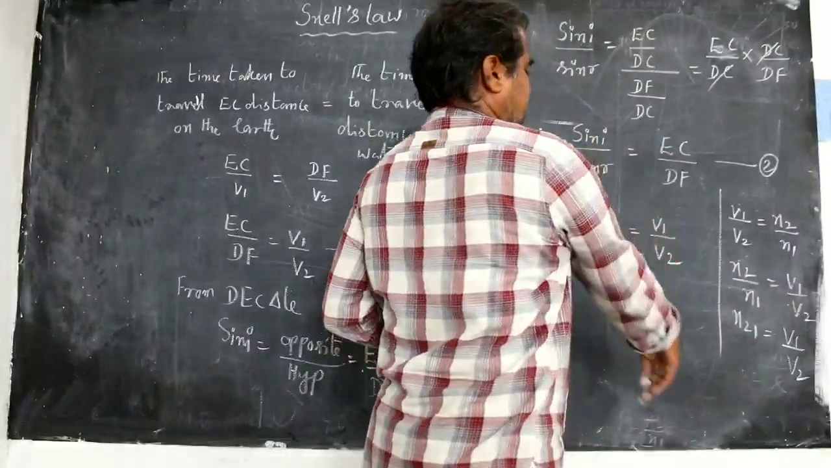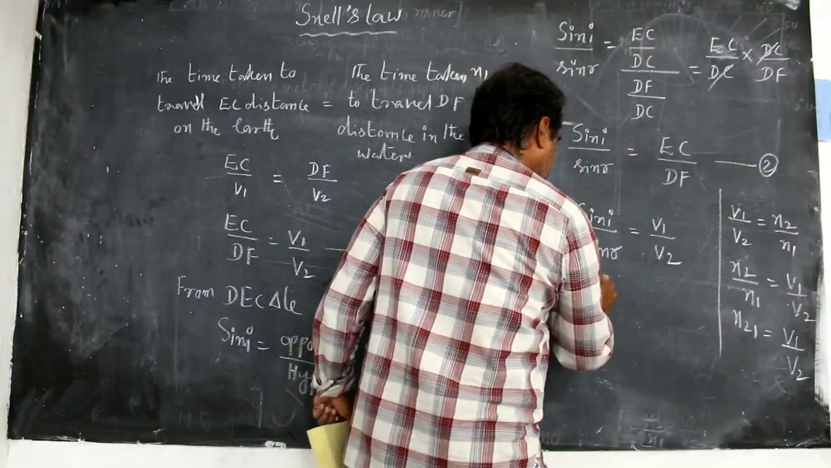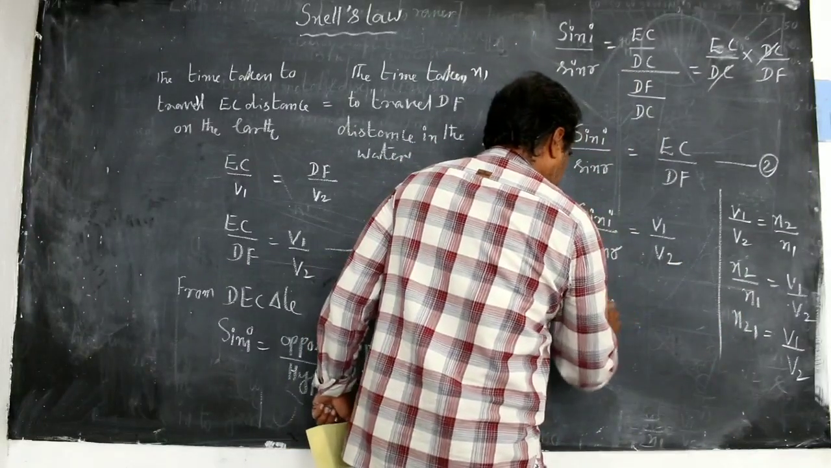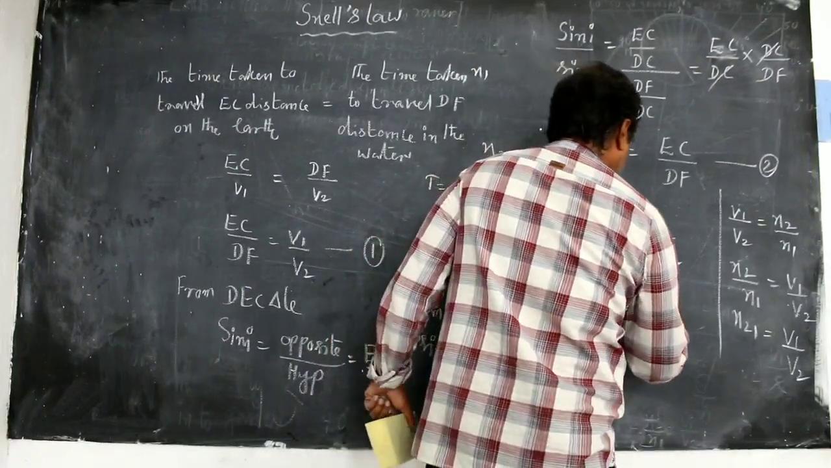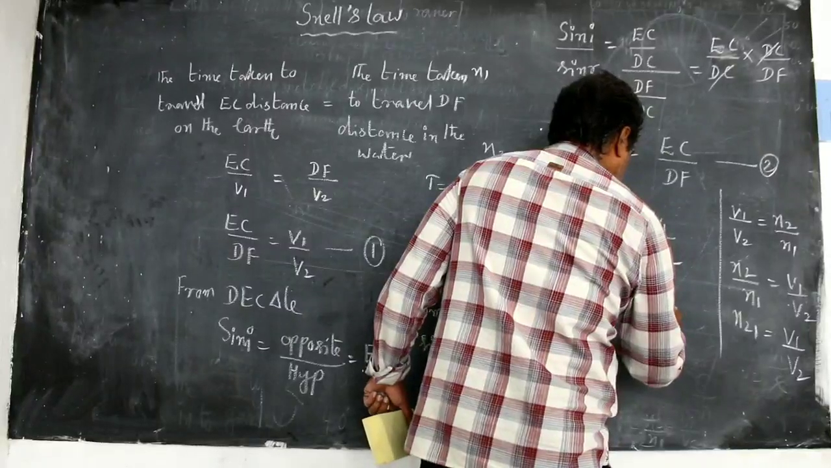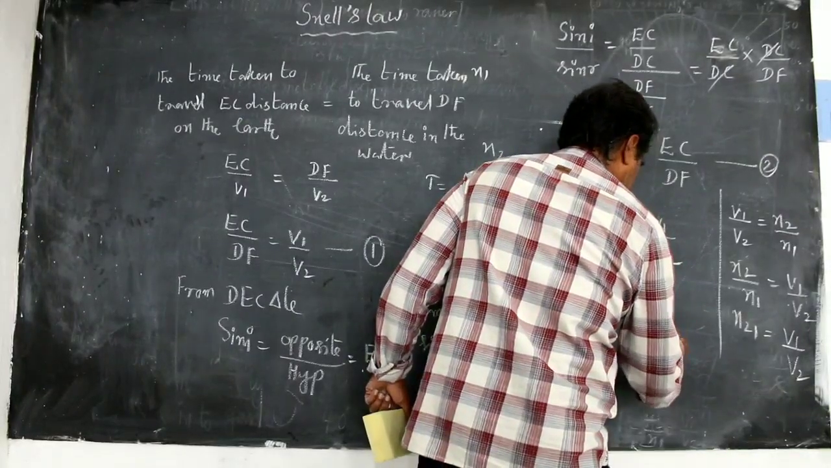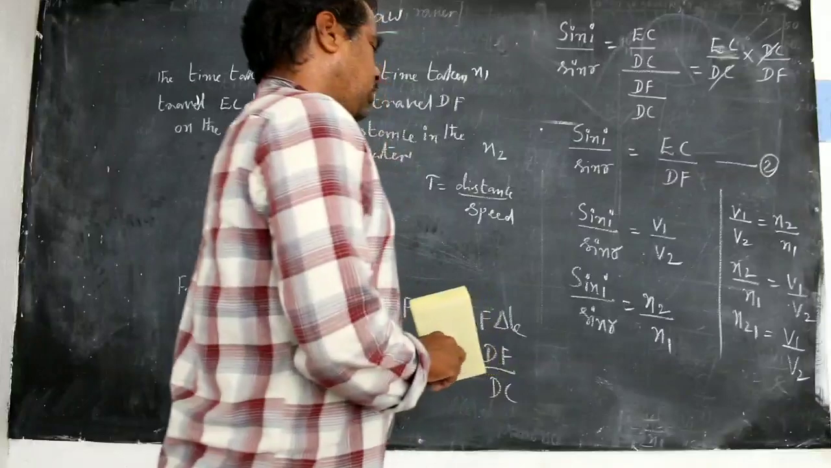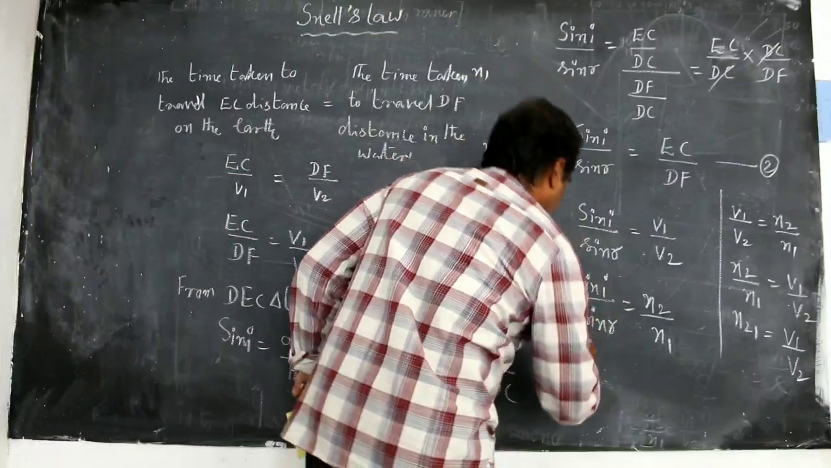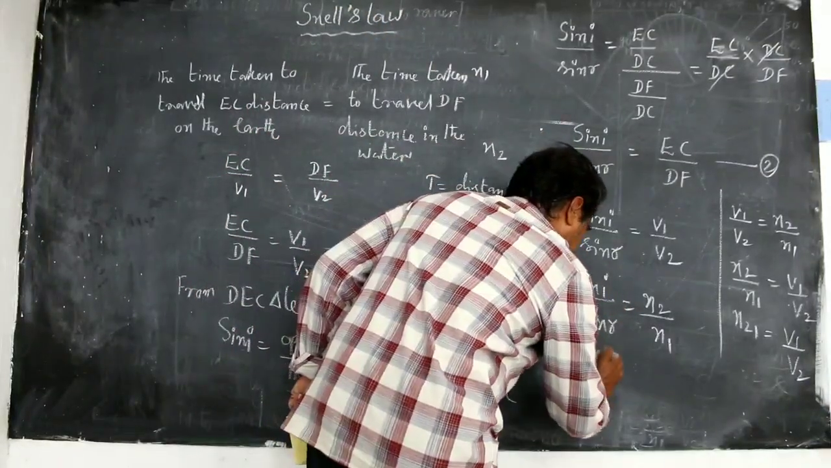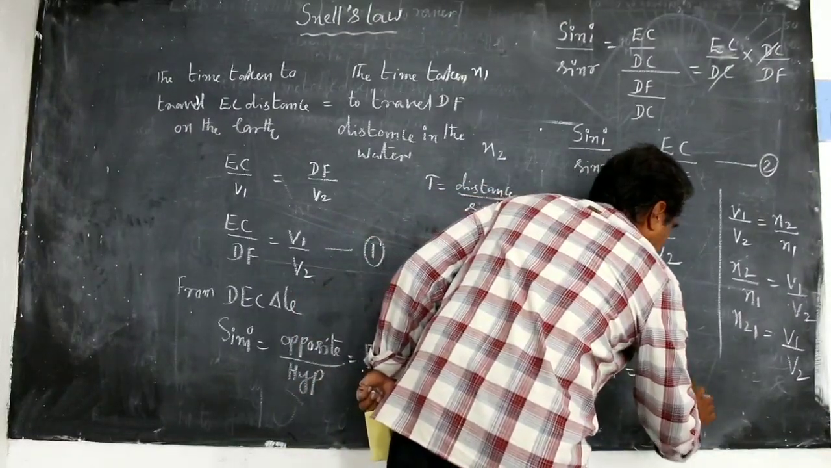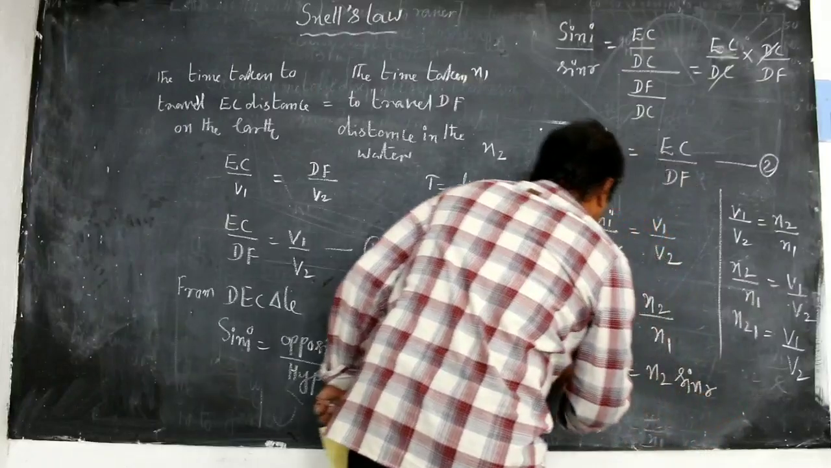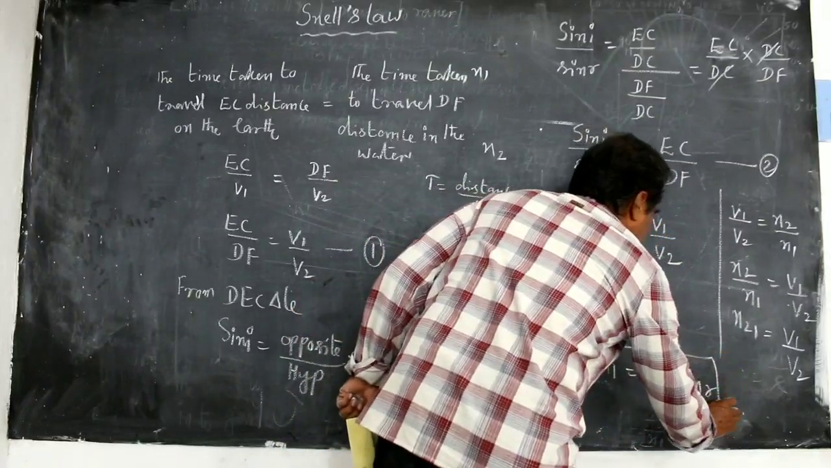So in the place of V1 by V2, we can write sin I by sin R is equals to N2 by N1. By getting cross multiplication again, N1 into sin I is equals to N2 into sin R. So this is the Snell's law.